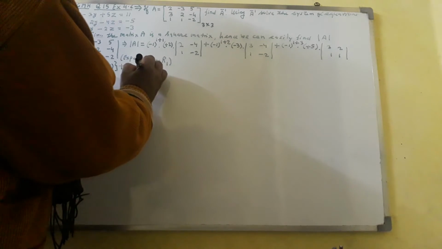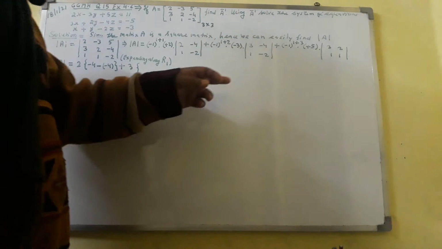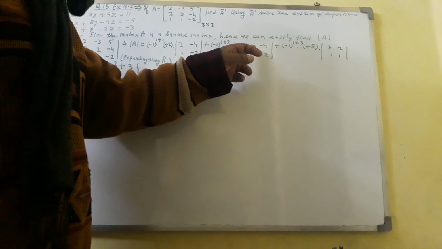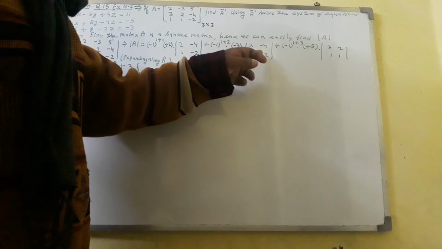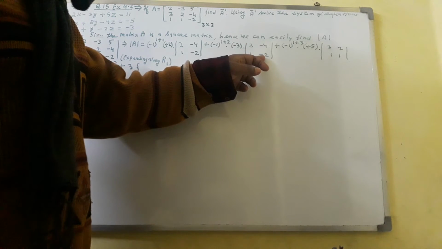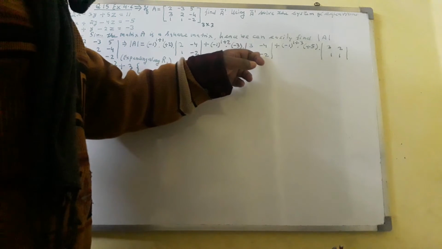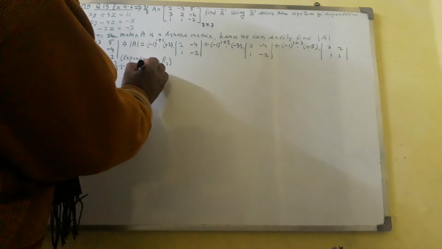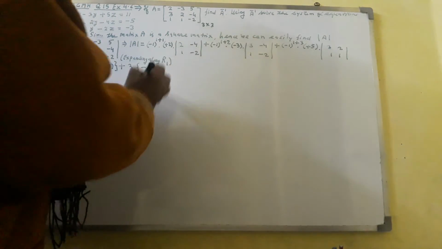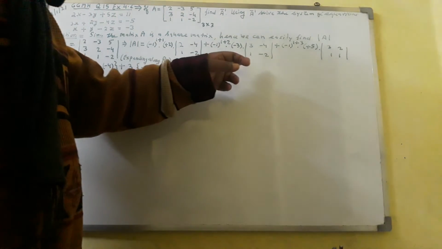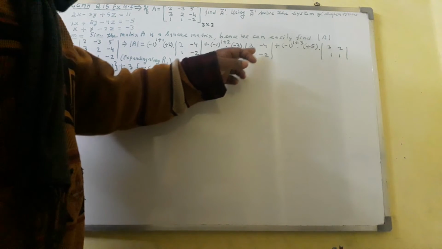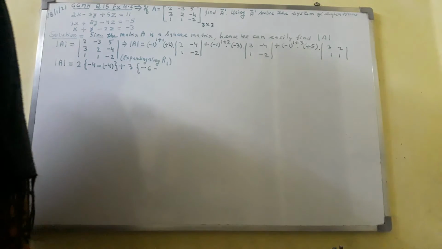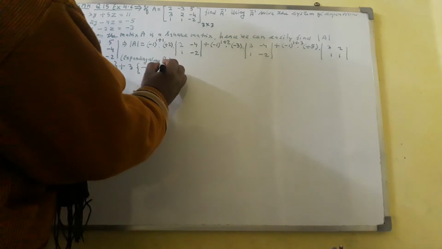Open curly bracket here. And here you can see elements of principal diagonal 3 and minus 2 will multiply together, so we will get minus 6. So here write minus 6 minus, and elements of reverse diagonal 1 and minus 4 will multiply together. We will get minus 4.